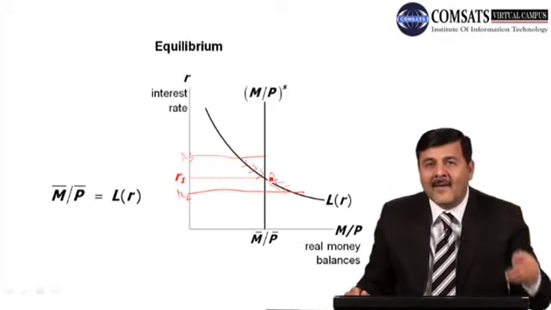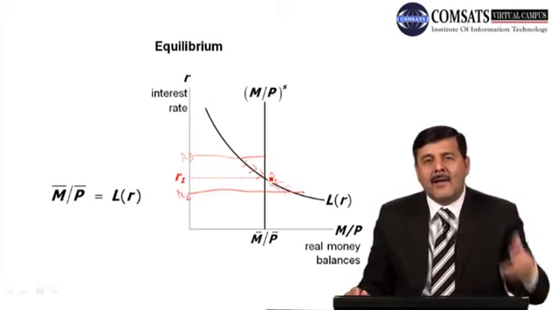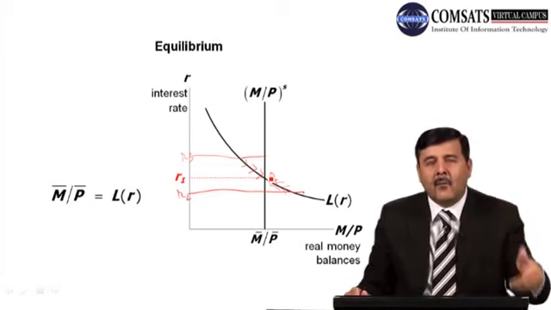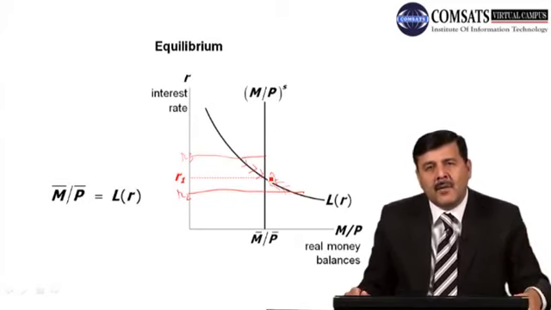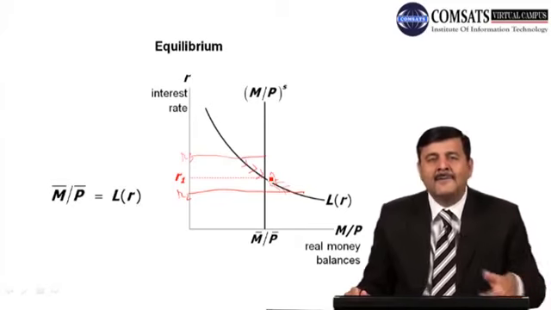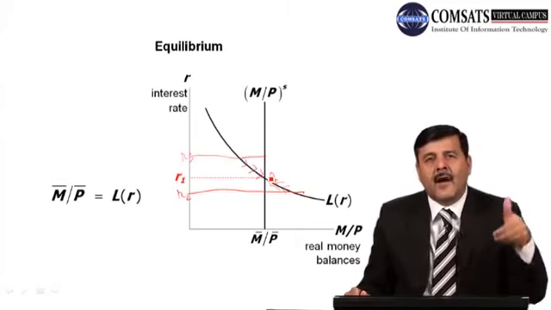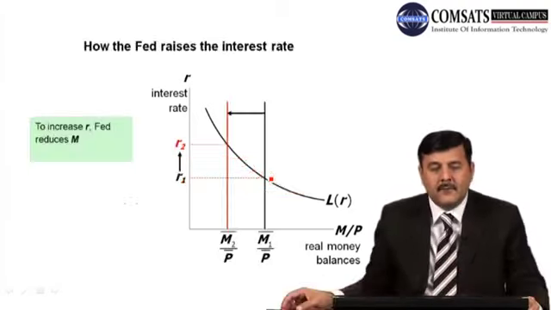So we can conclude that the money market is in equilibrium at the point where demand for money is equal to the supply of money, and that is point A. At that point the rate of interest is R1, and money supply and money demand are on the x-axis.